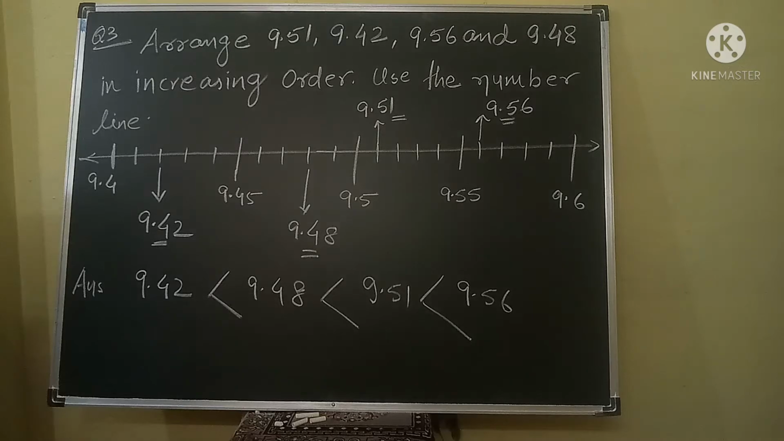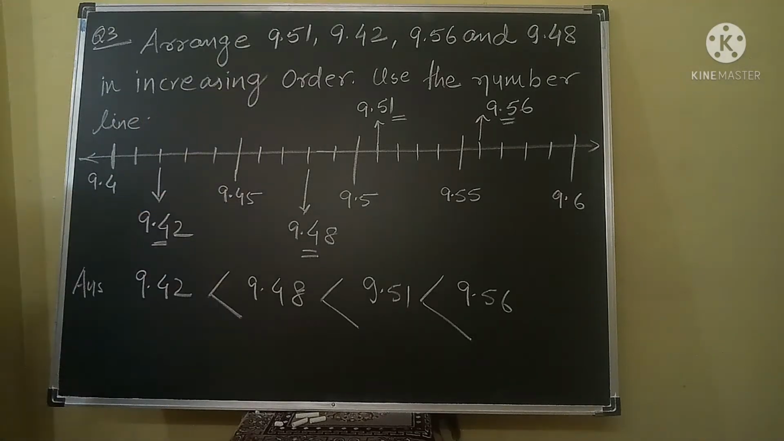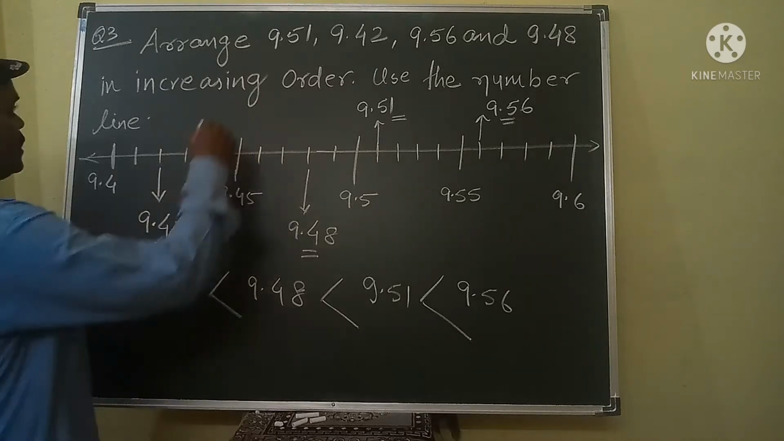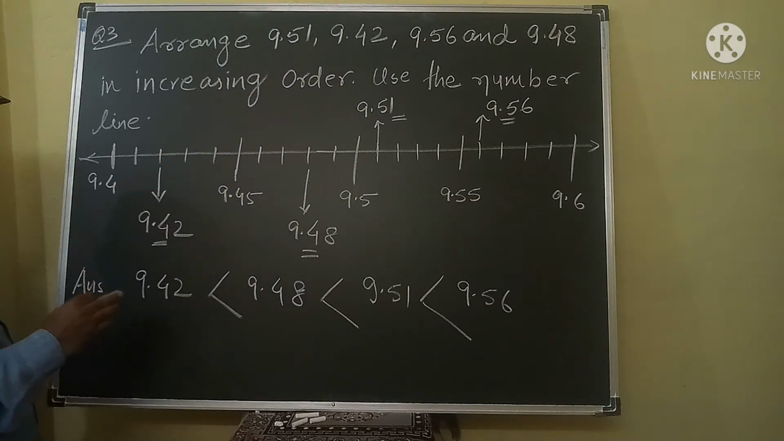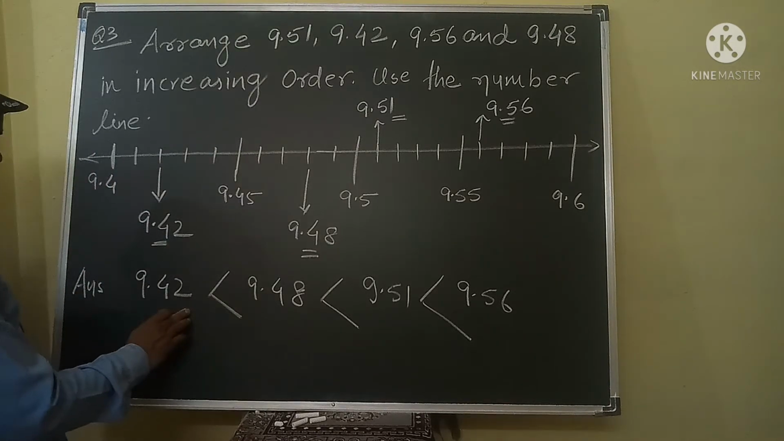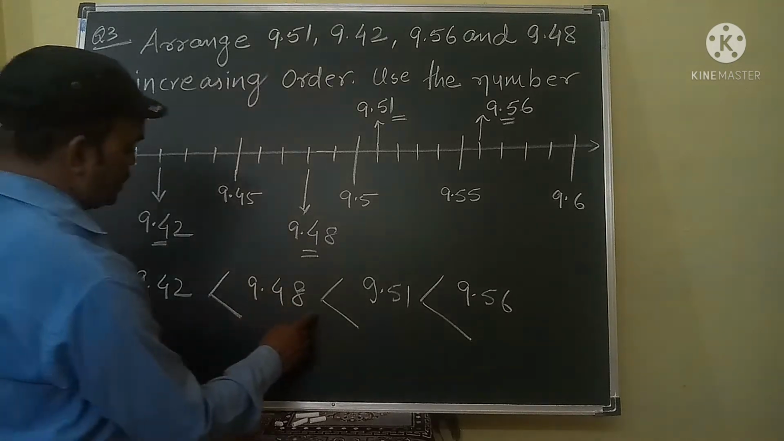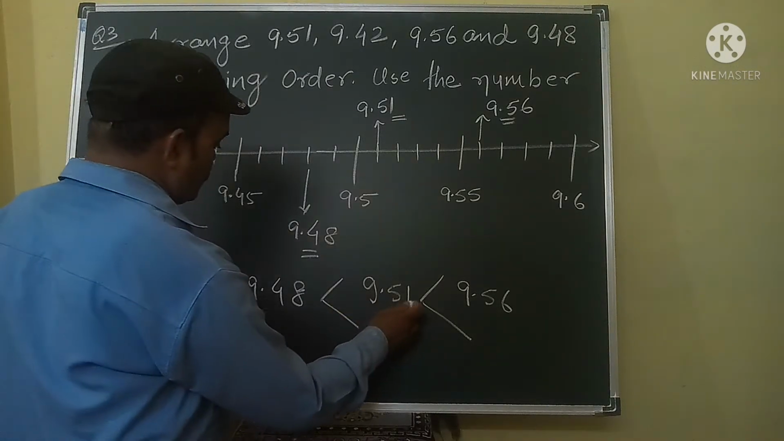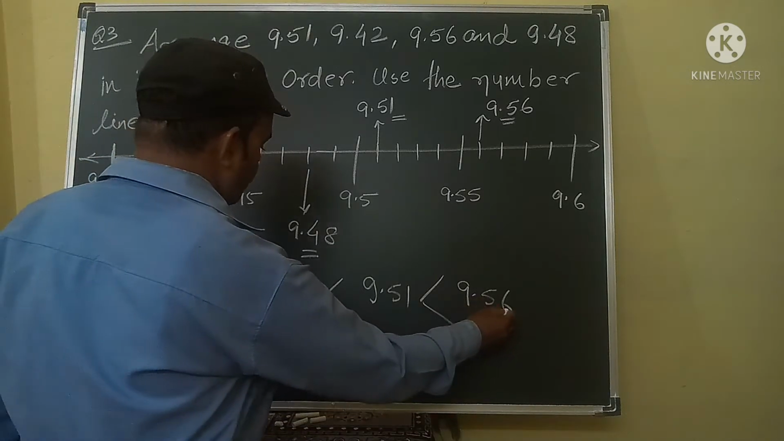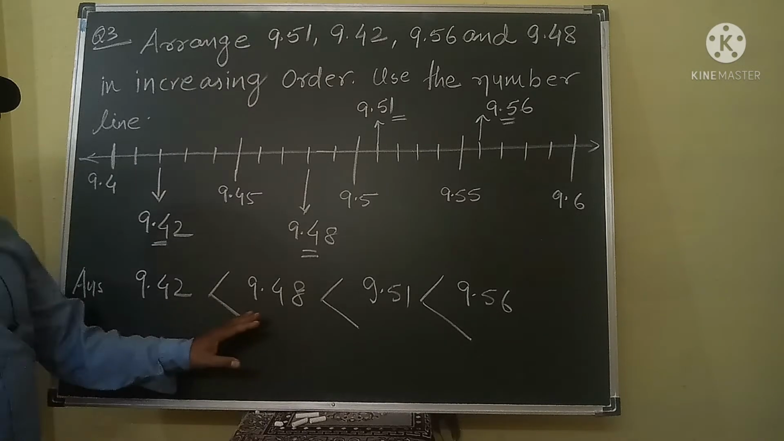Okay. Then we will arrange these decimal numbers in increasing order. Increasing order means smallest to biggest. So in all these four decimal numbers, which is the smallest decimal number? 9.42 is less than 9.48. 9.48 is less than 9.51. 9.51 is less than 9.56. This is the required answer for the required question.